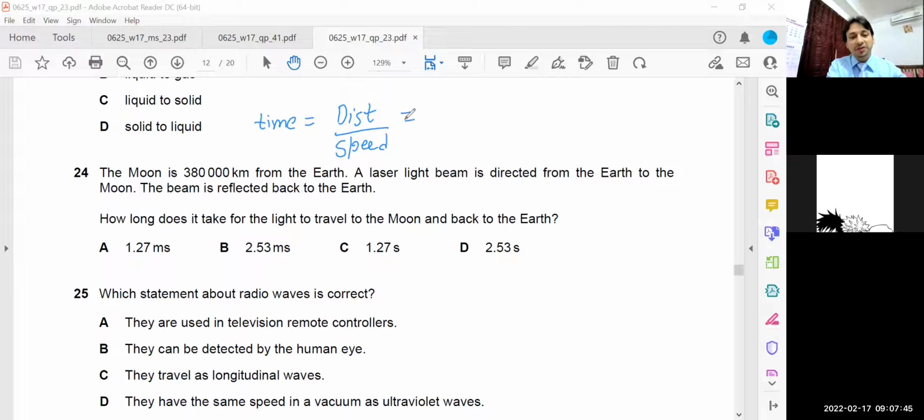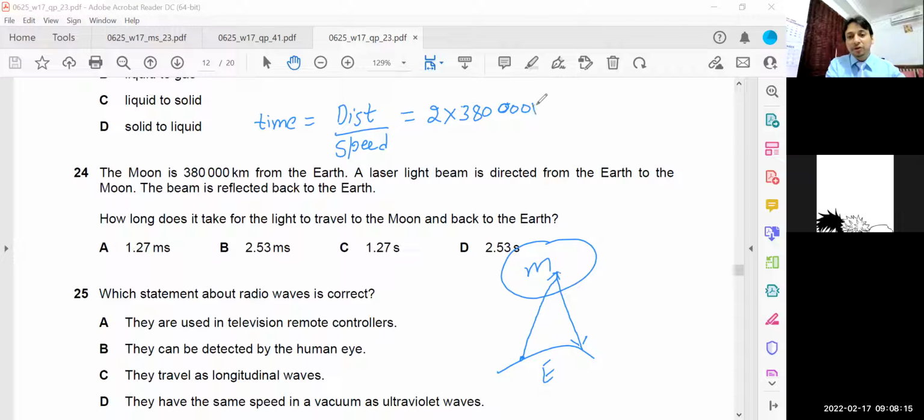So how much distance is traveled by the light? Let me draw a diagram actually. Moon, surface of earth, a laser beam is traveling a distance of 380,000 kilometers, and then returns back to the surface of earth. So the total distance traveled by the light would be 2 multiplied by 380,000 kilometers. This is in kilometers. I need to convert it into meters, so I will multiply it by 1000.